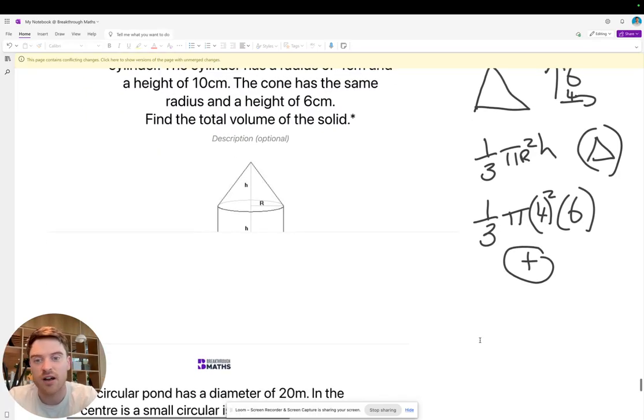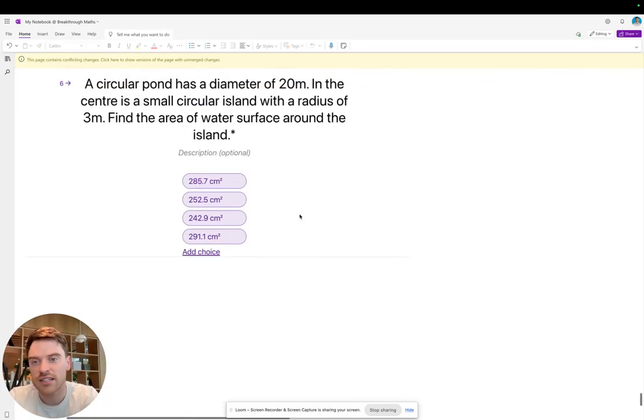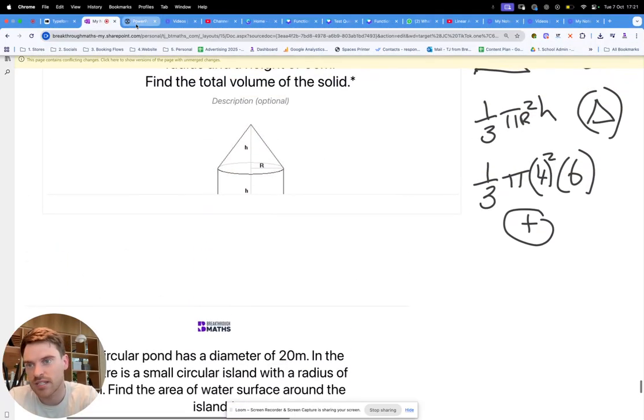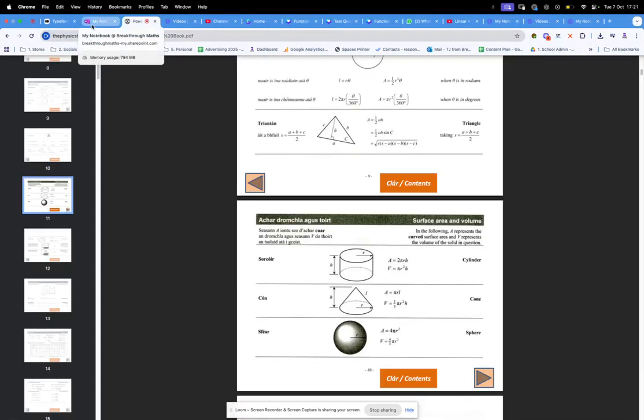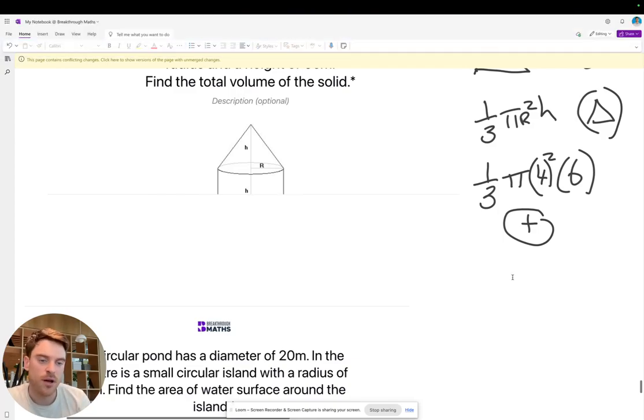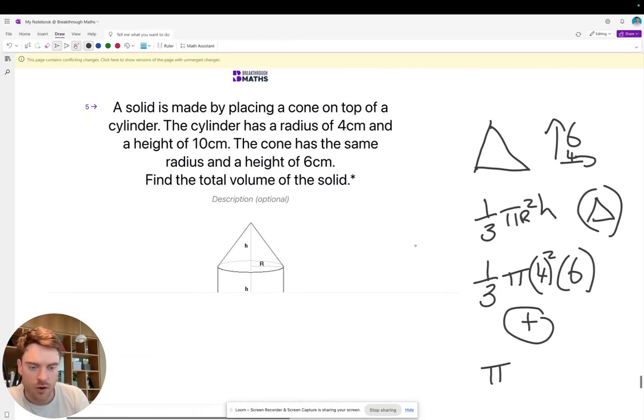Plus, you need to add on the cylinder underneath it. And how do you get the volume of the cylinder underneath? Remember, it's pi r squared h. We did this earlier in the day.